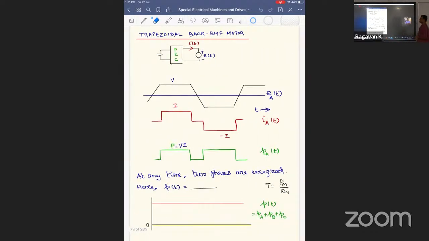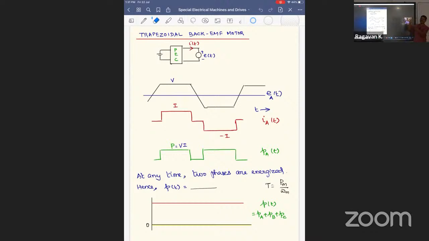If it's a trapezoidal back EMF motor, what kind of current do we have to inject? Because we are looking for the product of back EMF and current, that should be constant with time. If the power is constant with time, what is that power? The power that is effectively converted from electrical to mechanical form.